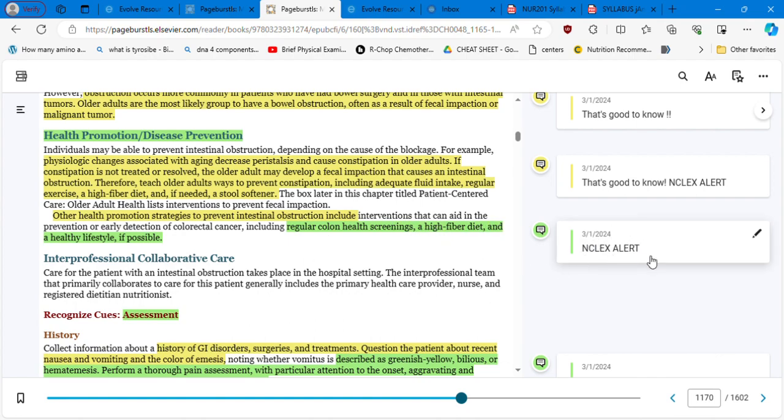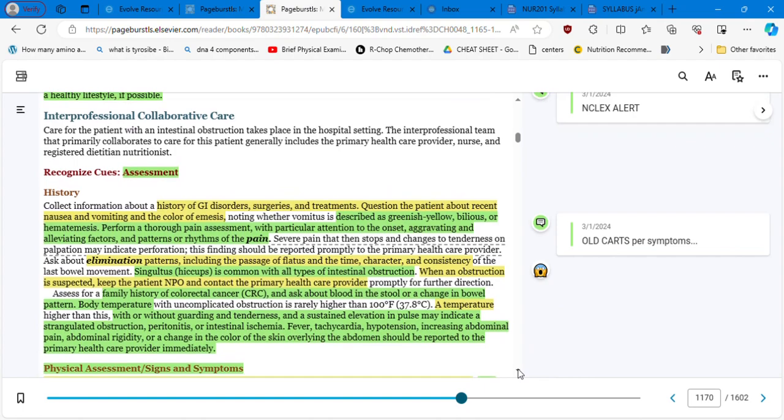This is an NCLEX alert. Okay, the 3 factors I mentioned to prevent constipation, which are your high fiber, high intake of fluids, and your exercise. Those are an NCLEX alert and mandatory. You need to know this is prevention. Okay, it's going to come up in NCLEX no matter what.